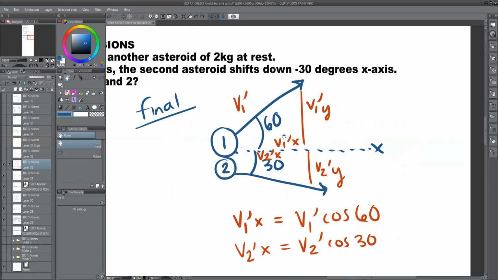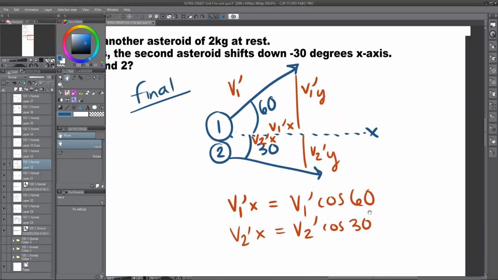So the x component is going to be horizontally equivalent to the magnitude of the final velocity times cosine of the angle. So the angle is 60, so it's going to be cosine of that angle. And same thing here for the final velocity of asteroid 2 on the x-axis. It's going to be the magnitude of velocity 2 final, times cosine 30.